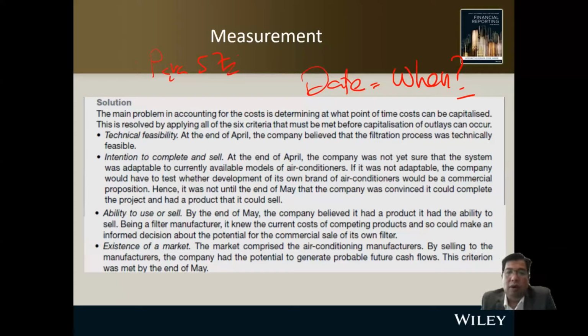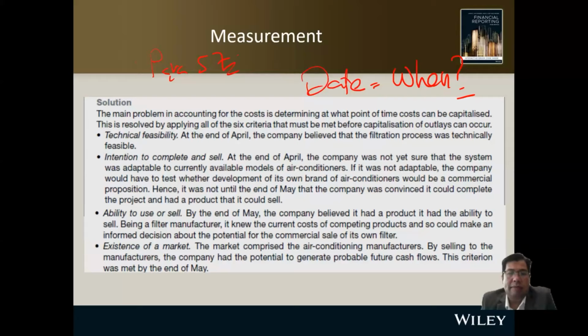Hence, it was not until the end of May that the company convinced itself it would complete the project and had a product that it could sell. So it cannot be May, because you only confidently believe that you can sell the product by the end of May. So that's criteria number 2.